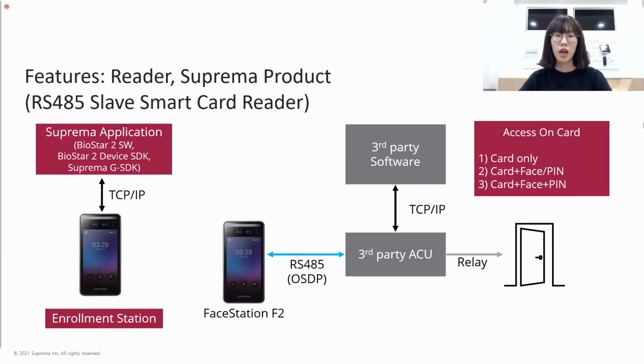In FaceStation F2, which supports visual and IR-based fusion mode, it is possible to save the face template to the card through the access on card function. So you can use an RS-485 slave smart card reader with FaceStation F2. Let's see what else.